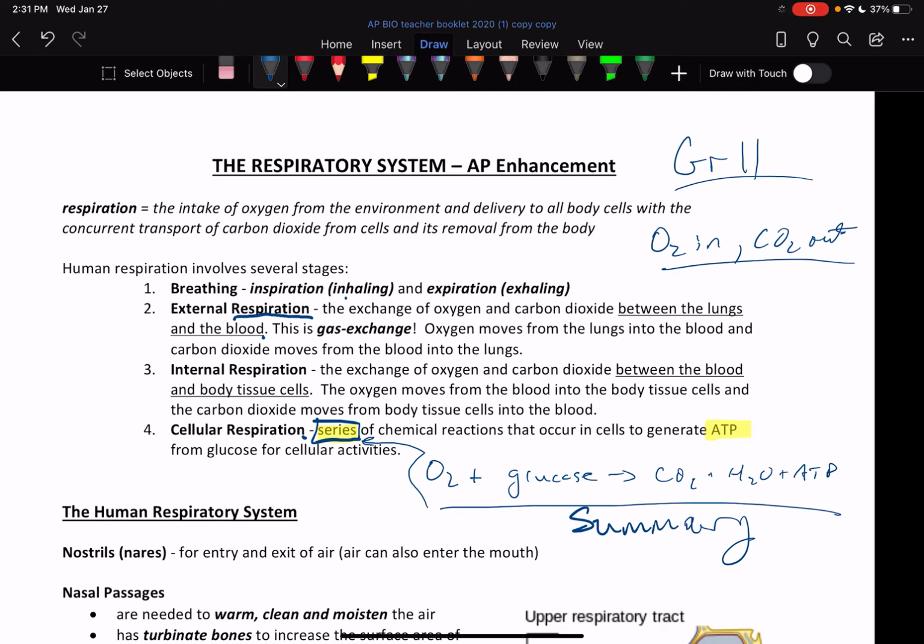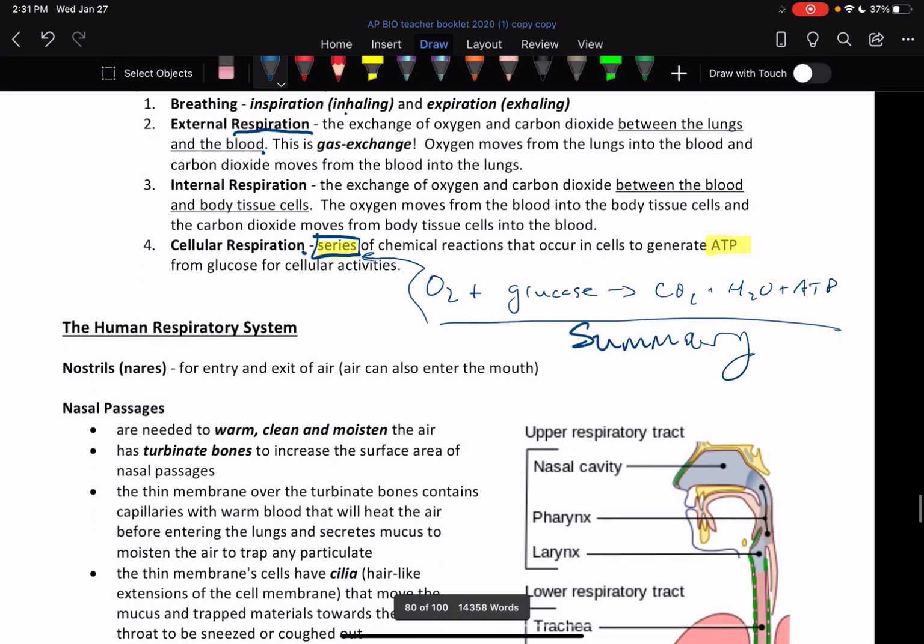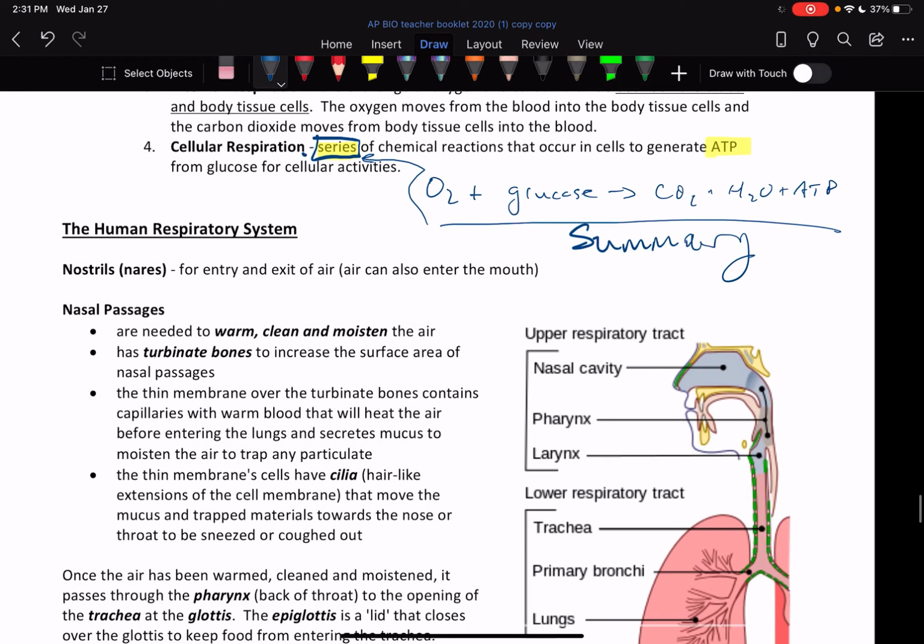Okay? Now let's begin structurally with our look at the respiratory system. We're going to begin with nostrils, or as we call them, nares. Okay? Nares allow air in and out. Now you can also breathe through the mouth, okay? But the preference is that you're breathing through the nose. And the reason why we prefer that is because air needs to be warm, clean, and moist before it gets to the lungs. And the mouth can do that, but the nose is much better at ensuring that, okay?